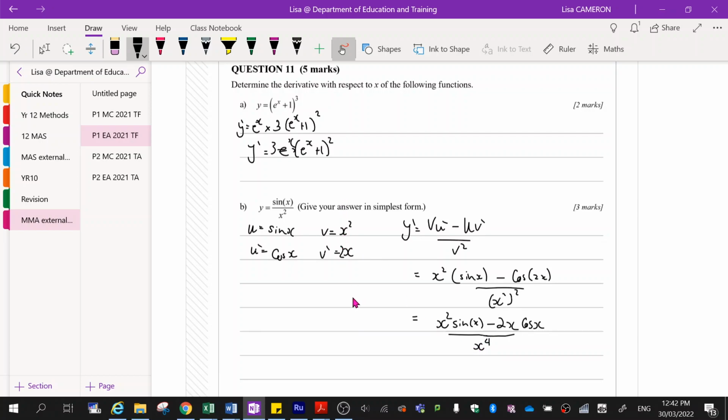Now in the question it says give your answer in simplest form. I can factorize an x out of here. So when I factorize an x out the front of these brackets, it'll cancel that x and it'll cancel the squared to just make x there. So on the top of that, I'll be left with x sine x minus 2 cos x, and then this one will cancel out that one, making the denominator of this fraction x to the power of 3.